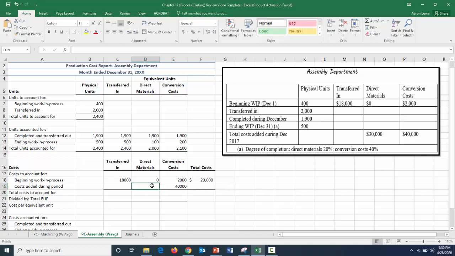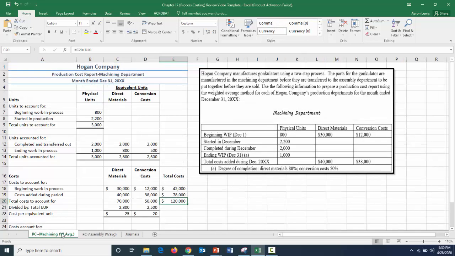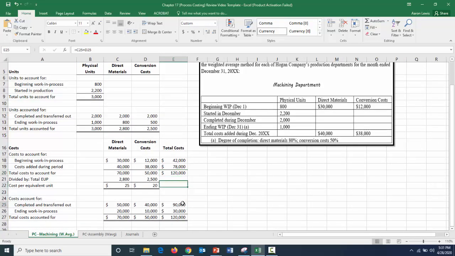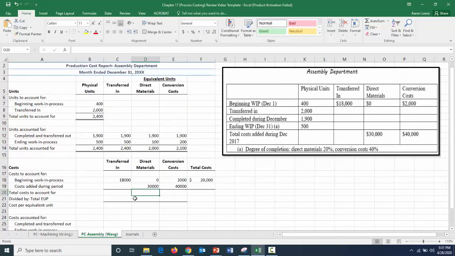Our direct materials added was 30,000. Well, where's our transferred in? Well, that's pretty easy. Whatever we transferred out of the first department has to be the cost that we transferred in. So if we go back and check our machining, we see that we transferred out right here a total of $90,000 worth of costs. And if it was transferred out of the first division, it has to be transferred in to the second division.